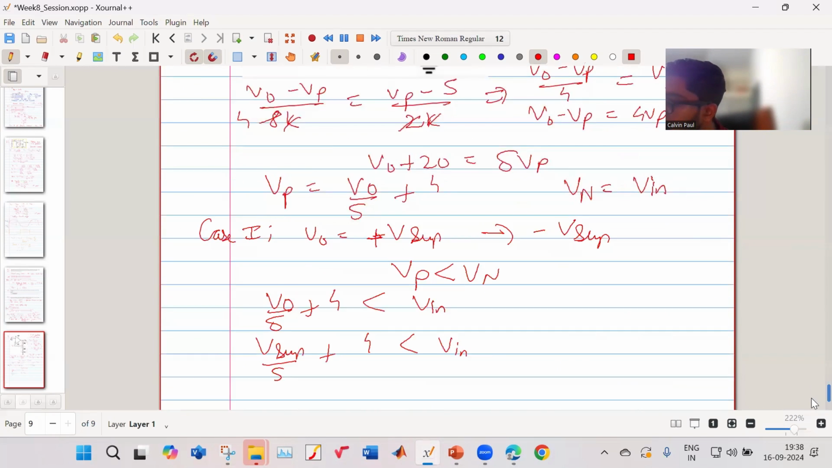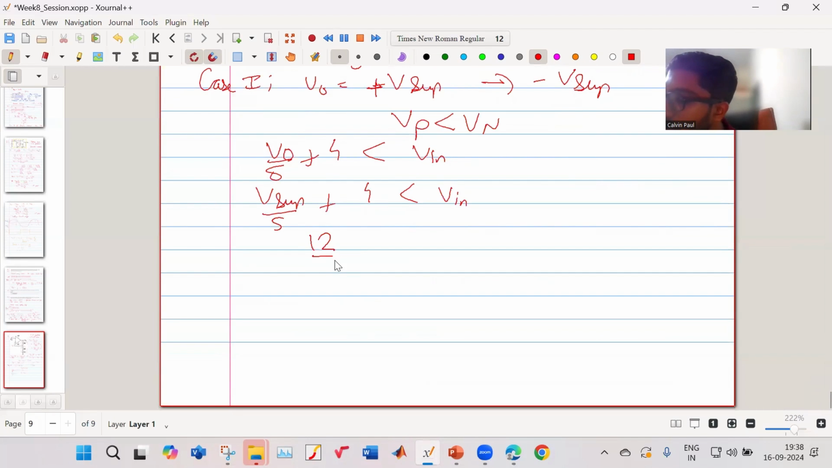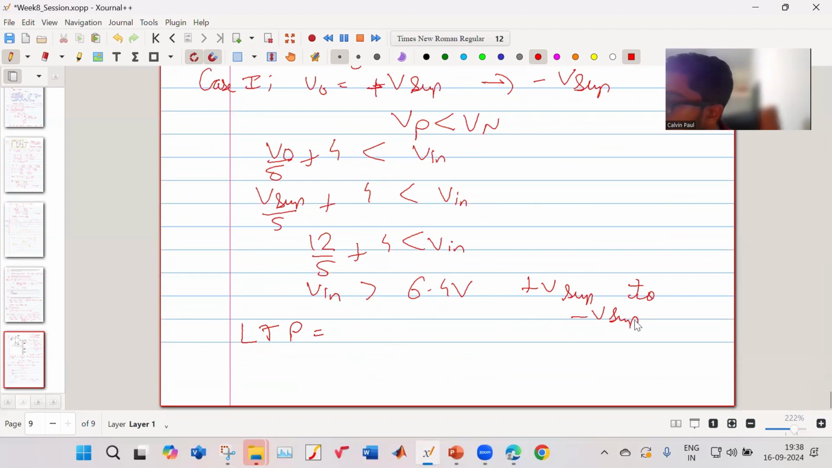So my V supply is 12. So 12 by 5 plus 4 should be less than my V in. So when my V in becomes greater than 12 by 5 plus 4, what is 12 by 5 plus 4? When my V in becomes greater than 6.5 volt, then it will go from plus V supply to minus V supply. So this is my lower trigger point. Okay, when it goes from plus V supply to minus V supply, so this is 6.4 volt.